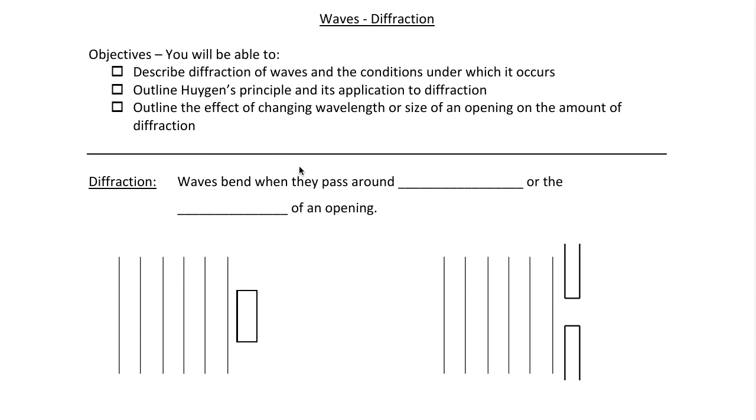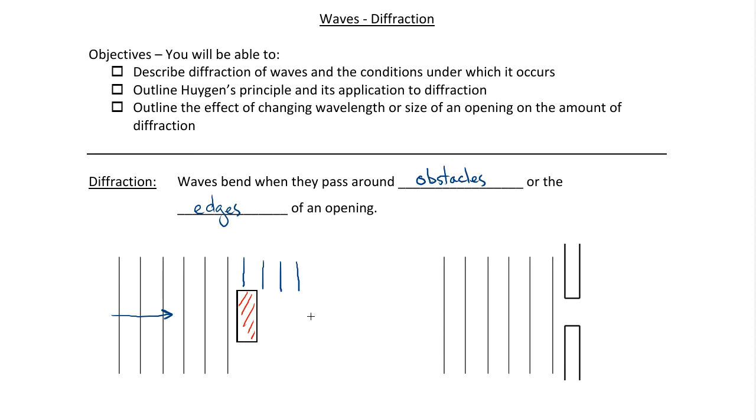This lesson's about diffraction of waves. Diffraction refers to the way that waves bend when they pass around obstacles, or also when they pass around the edges of an opening. So here are wavefronts propagating left to right towards this obstacle, and what we'll see when they pass the obstacle is, here's what they don't do. They don't just keep going, creating a completely empty shadow region behind this obstacle.